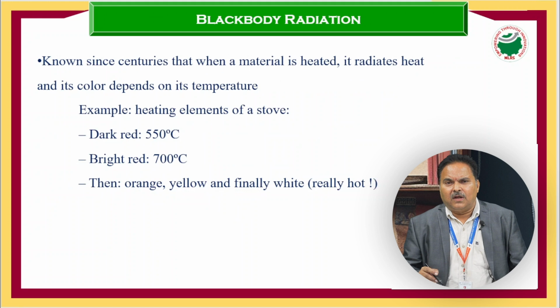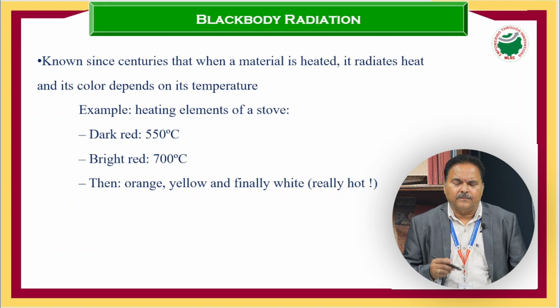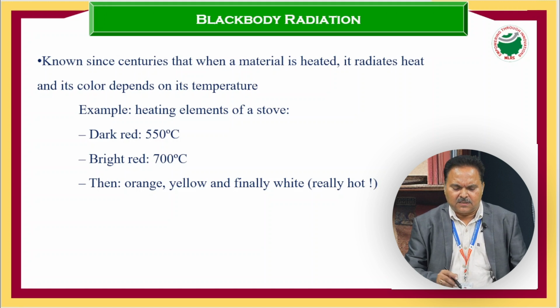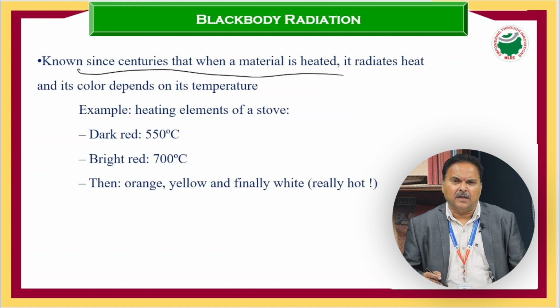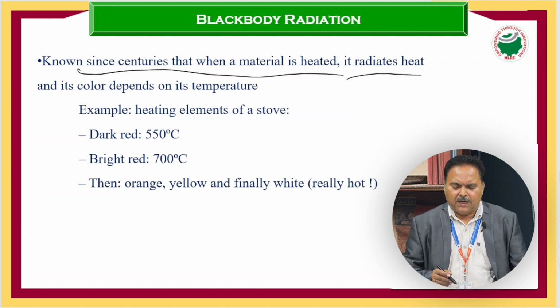Now we will explain one or two points where classical mechanics failed, starting with black body radiation. It has been known for centuries that if you heat any material, electromagnetic radiation is emitted, and it depends on the color. In our kitchens, when we switch on the burner, initially it is red. As you increase the gas flow, the color changes from dark red to bright red, then orange, yellow, and white. It depends on the temperature of the burner.